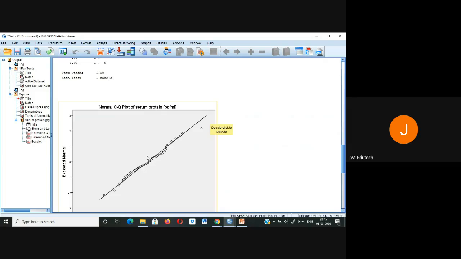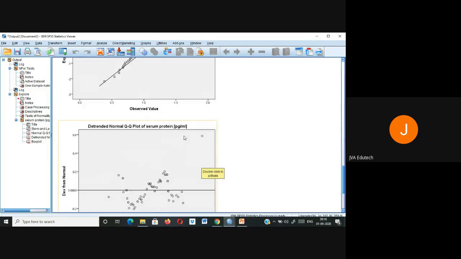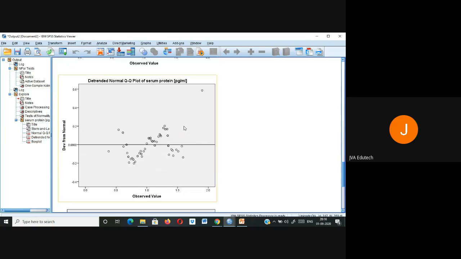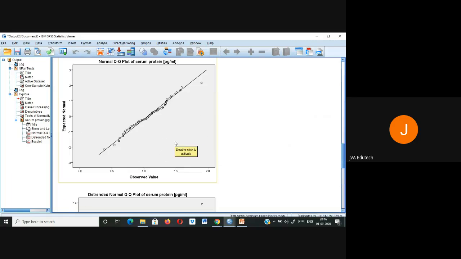If they are scattered towards this direction, it is called positive skewness. If they are scattered towards this one, it is called negative skewness. The closer they are to the line, the less is the skewness and the more is the normality. These two are statistical methods, and this is the graphical method. You will also get a detrended normal QQ plot, but you have nothing to do with that one. Only this one, the normal QQ plot.